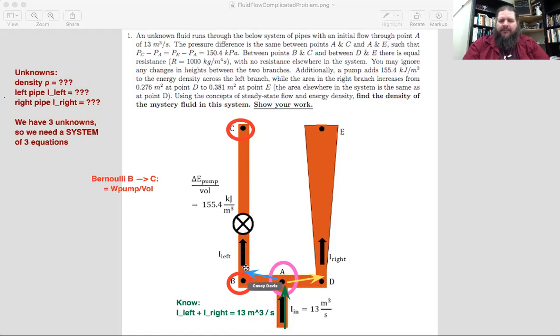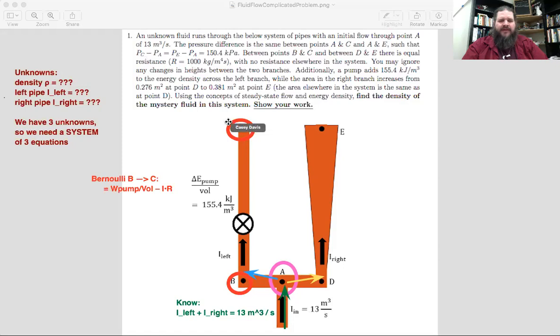What else is happening from B to C? There's resistance. Yeah, there's resistance and there's fluid flowing through that resistance. So we should have a minus IR term. Is there anything else changing from B to C? Pressure. Yeah, it tells us there's a pressure difference. In fact, it even tells us how different they are.